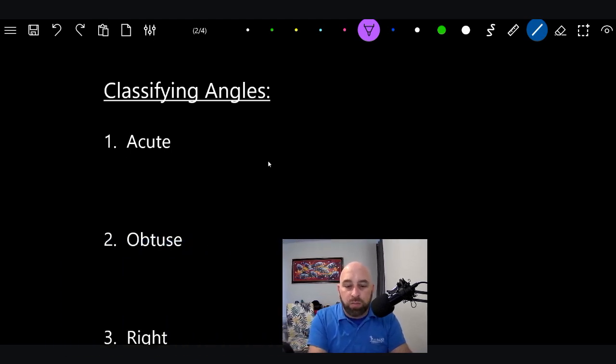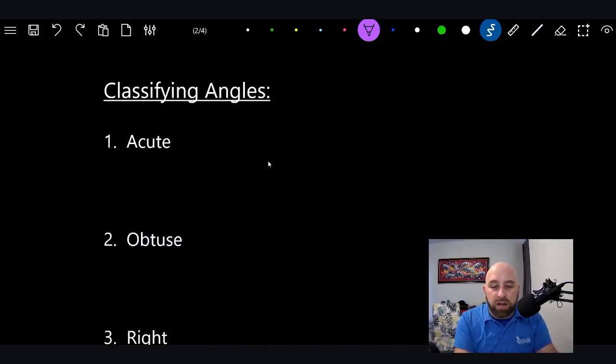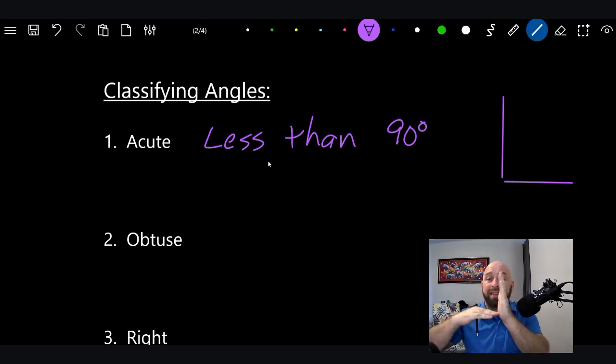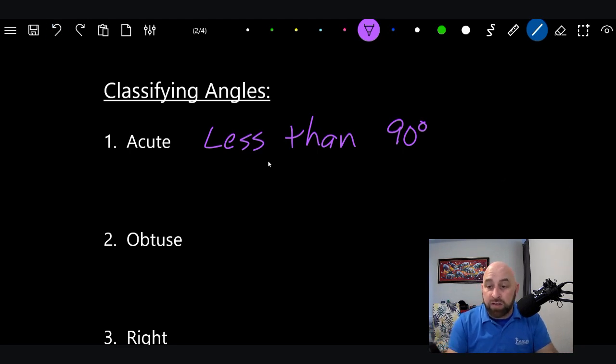What does acute mean? Acute means less than 90 degrees. What does less than 90 degrees mean? Well, 90 degrees is straight up and straight over. So if you have an L shape, that's a 90-degree angle. So it's less than 90 degrees. So what does it look like? Well, the acute angle looks something like this.